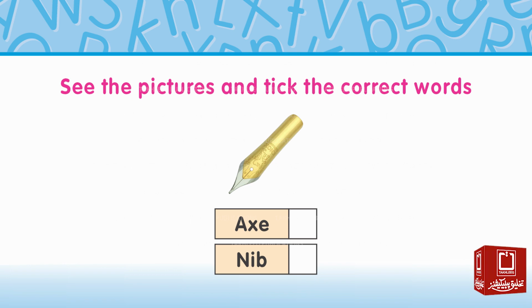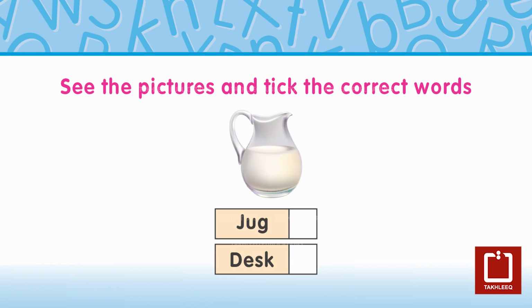Here we see the picture of a nib. So we take the name of nib. Here we see the picture of a jug. So we take the name of jug.